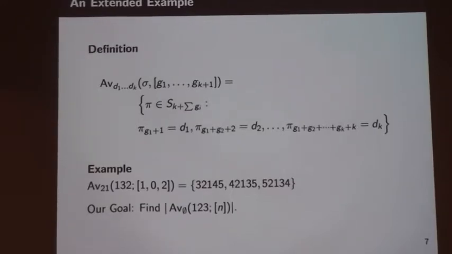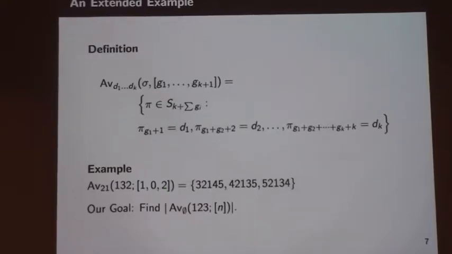The other thing that I've added is this vector 1, 0, 2. That's called the gap vector. And it tells you how the elements of the downfix are spaced. So this 1 means that there's 1 element that comes before the 2. The 0 tells you that there's 0 elements between the 2 and the 1. And the 2 tells you that there's 2 elements that come after the 1.